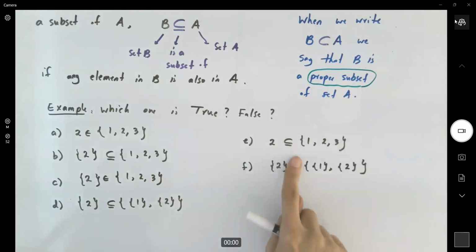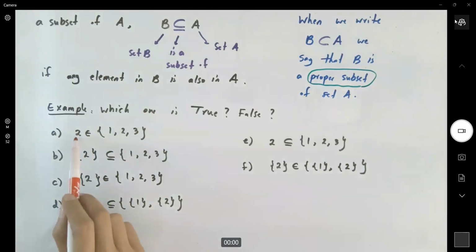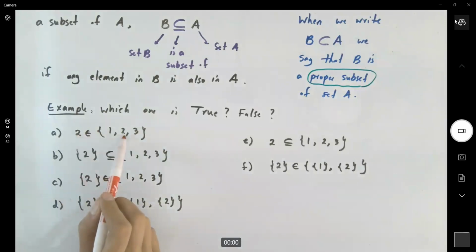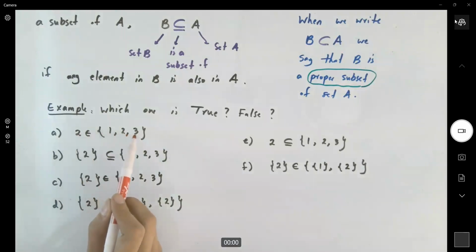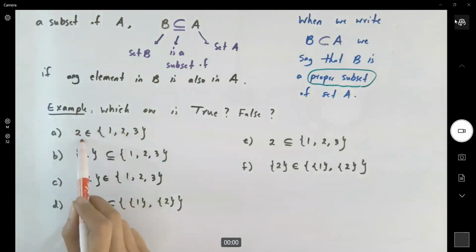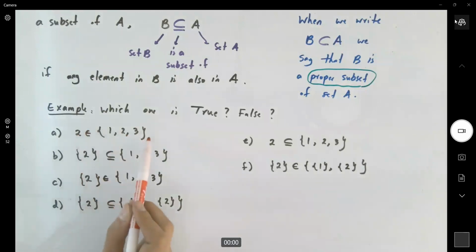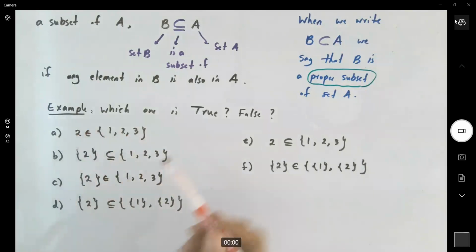Well, well, well, what do we have here? Which one is true? Which one is false? So let's take a look at these one by one. It says, hey, 2 is a member here. Of course, 1 is a member, 2 is a member, 3 is a member. 2 belongs to this class. 2 belongs to this set. Of course, true.